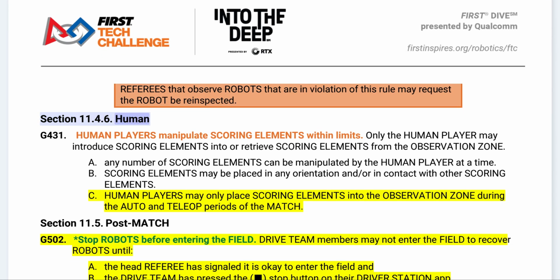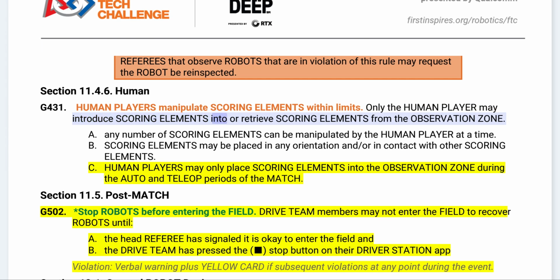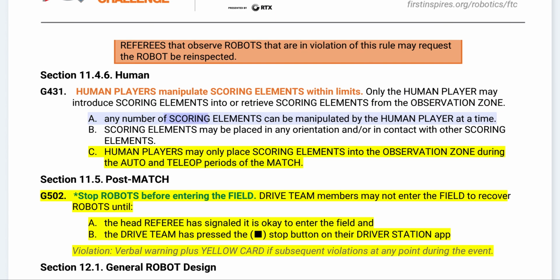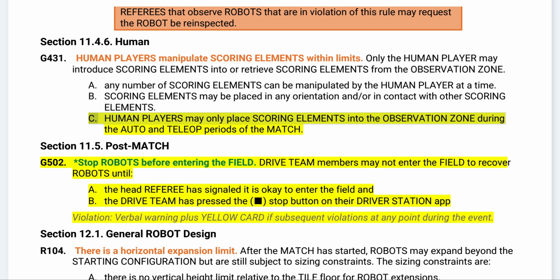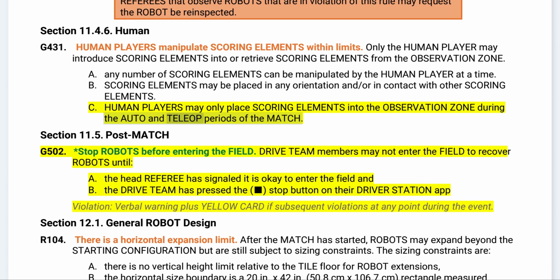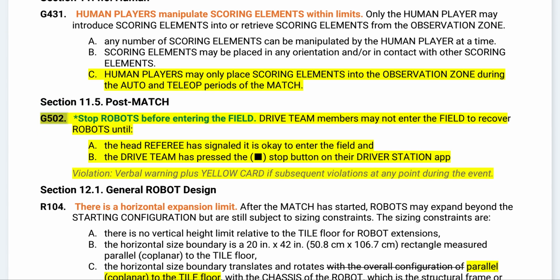Section 11.4.6. Human. G431. Human players manipulate scoring elements within limits. Only the human player may introduce scoring elements into or retrieve scoring elements from the observation zone. A. Any number of scoring elements can be manipulated by the human player at a time. B. Scoring elements may be placed in any orientation and or in contact with other scoring elements. C. Human players may only place scoring elements into the observation zone during the auto and teleop periods of the match.